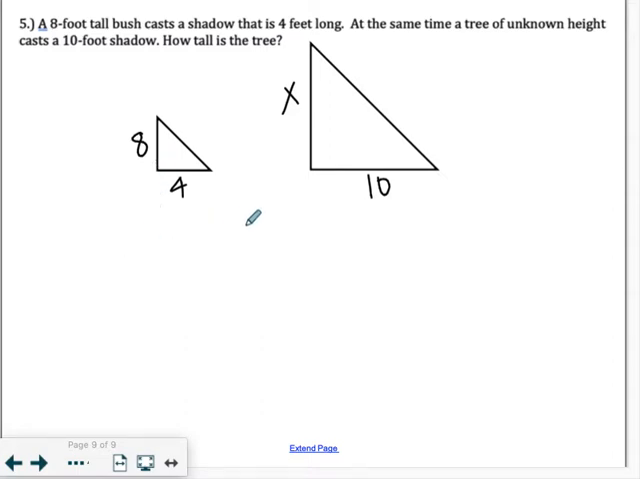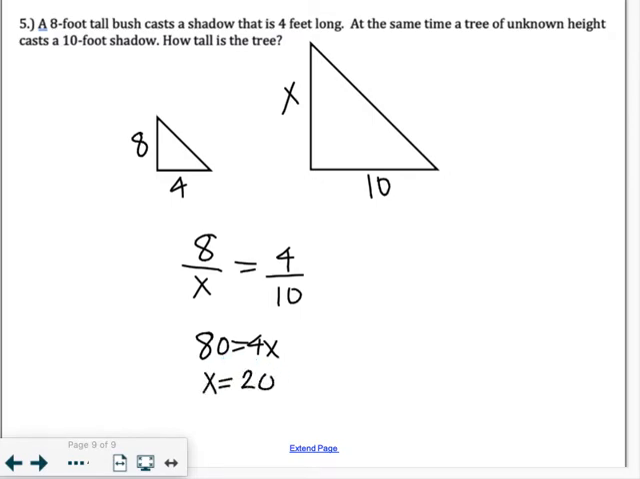So then a proportion I might write might look like 8 over x equals 4 over 10. Set cross products equal to each other. 80 equals 4x. Divide both sides by 4. And that tree would be 20 feet tall. Okay, so that concludes section 10 notes.